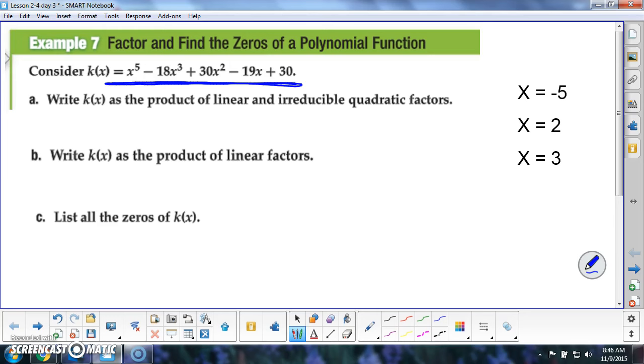But it's going to have 3 parts to these problems. It's going to say part A, write the function as a product of linear and irreducible quadratic factors. And then part B, write the function as a product of linear factors. And then part C, list the zeros.